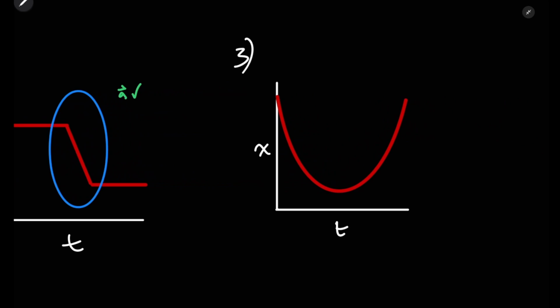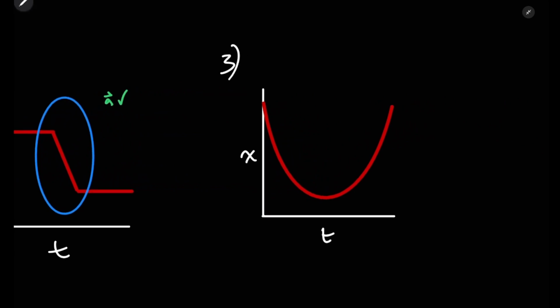Number three is a bit trickier. Here we don't have a velocity over time. We have position over time as our graph. Now this graph is a bit weird. It's not a linear line. This is a parabolic shape. Now what does that mean for our acceleration? In a position versus time graph, we know that if there's a constant slope on this graph, then there is a velocity.